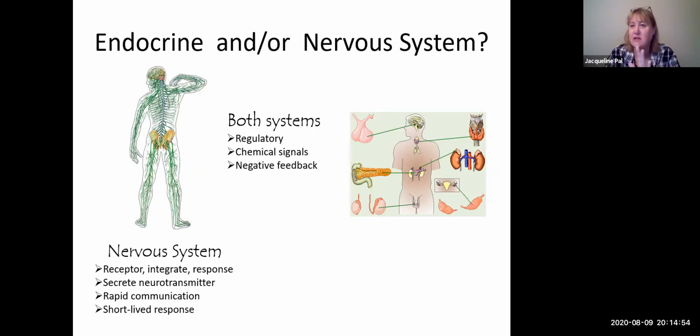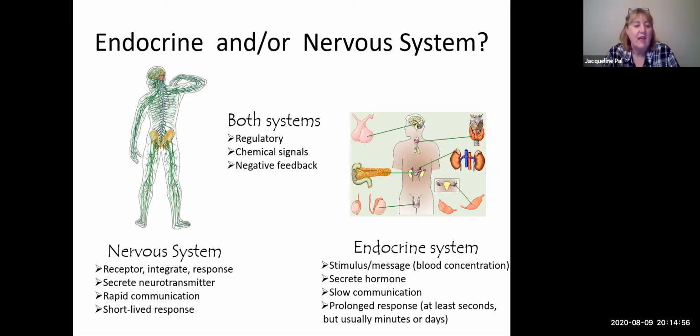In contrast to this, the endocrine system is going to be called into duty based on a stimulus or a message, which is often the blood concentration of something. And as a result of this, it will secrete a chemical, but we're not going to call it a neurotransmitter, we're going to call it a hormone because it travels in the blood. So it's a slow method of communication and has a prolonged response, usually minutes, days, and sometimes even weeks for the response.